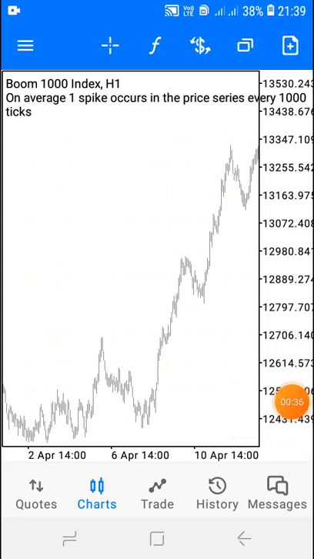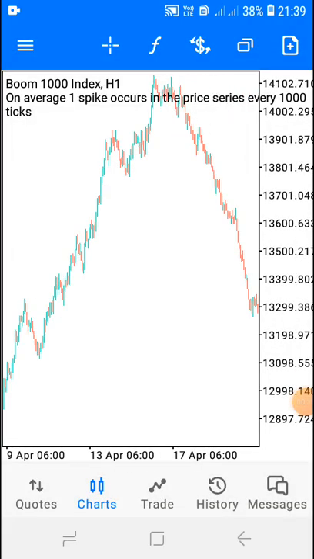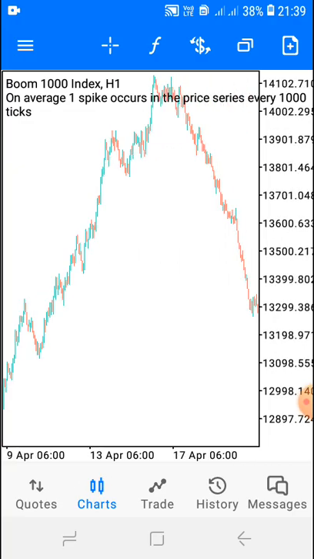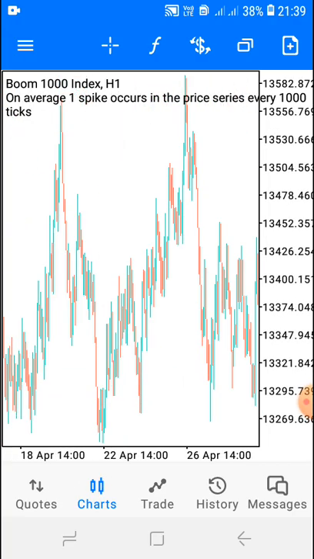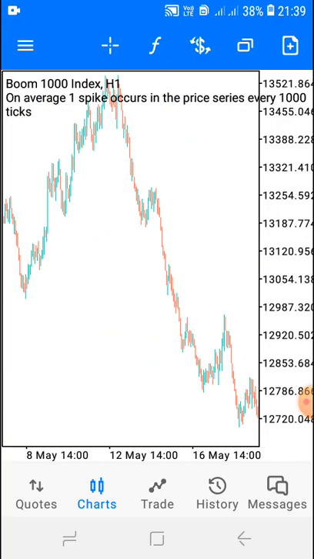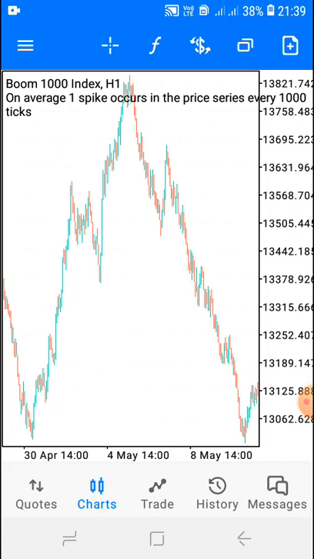So what we can see in Boom 1000 is that the market was trending in an uptrend, as you guys can see over here. But when we move, we can actually see the market start trending in a downtrend. Now on Boom 1000, you want to make sure that the market moves in a downtrend when it's a scalping strategy.